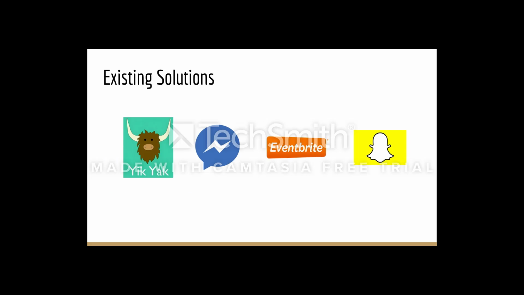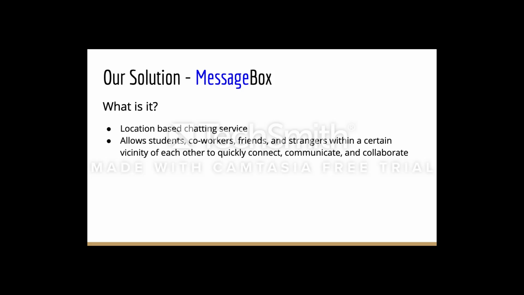So some solutions that have already been existing is Yik Yak. That was a popular location-based posting application that got shut down in schools because of bullying. The next options are Facebook Messenger, Eventbrite, and Snapchat. So if you don't know Eventbrite, it is an application that just shows you events nearby, and Snapchat is a picture messaging application. So the next slide, our solution.